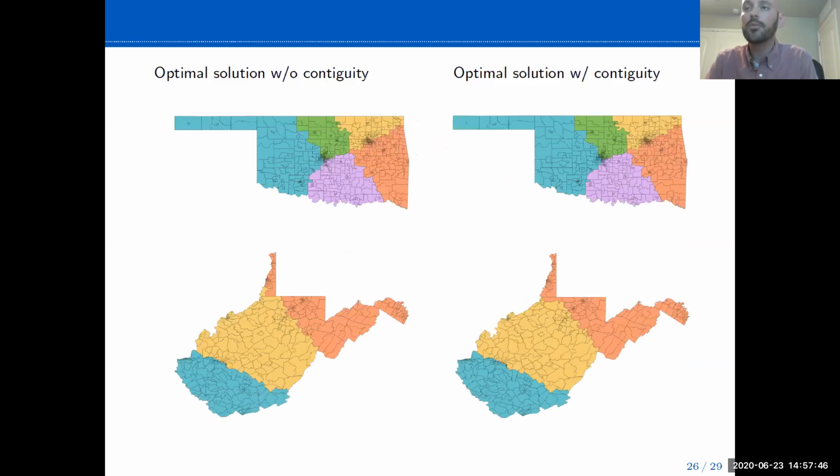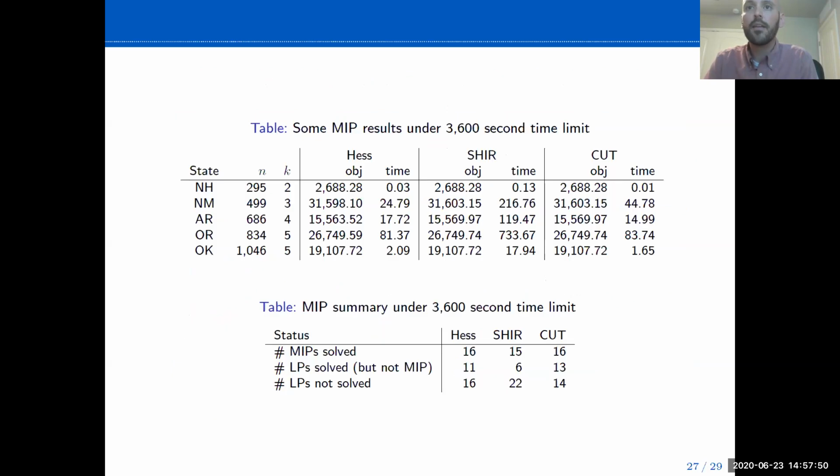Those are optimal solutions at the tract level. And let's see. Okay, so you'll see here I have a 1 hour time limit for those 5 states. And you'll see that when we don't impose contiguity, and when we do impose contiguity with this cut-based model, the times aren't too far apart from each other. But there is more time spent if you're using this flow-based model.